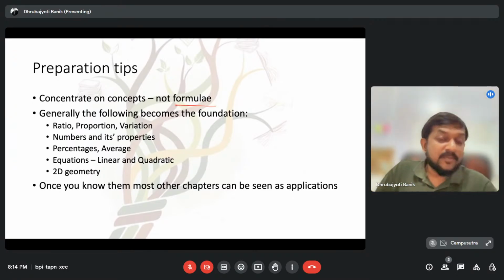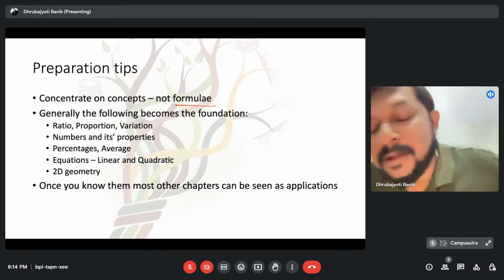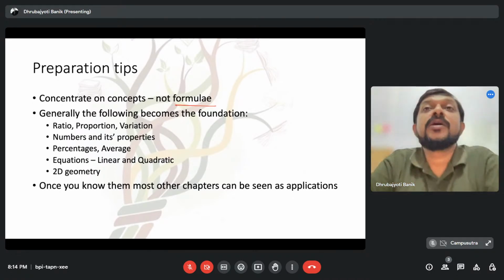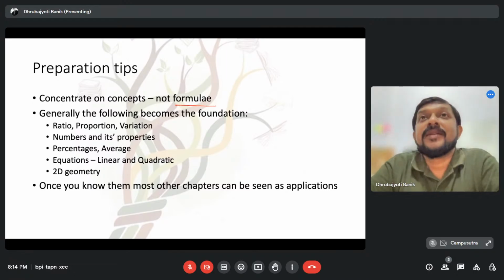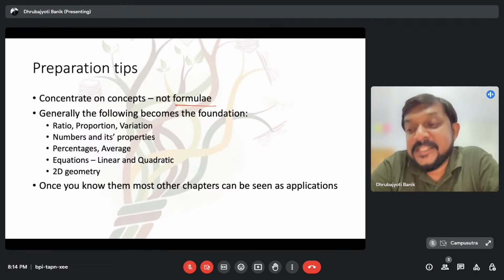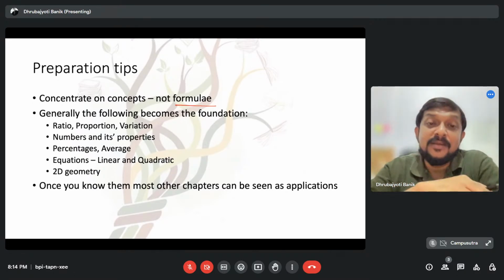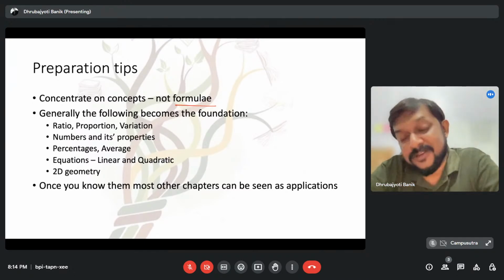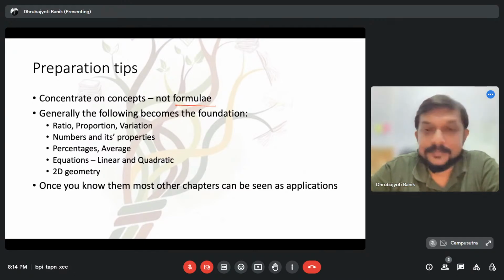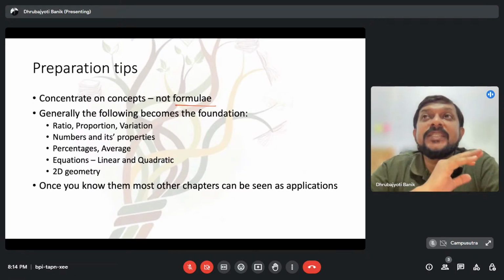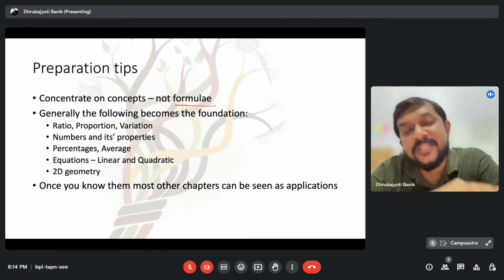Direct formula based application questions no longer come in CAT. Rather, let me put it this way: in CAT nowadays, the questions that come, you need to understand which formula to apply first of all. Otherwise, there will be a confusion. So therefore, it is important to understand the concept.